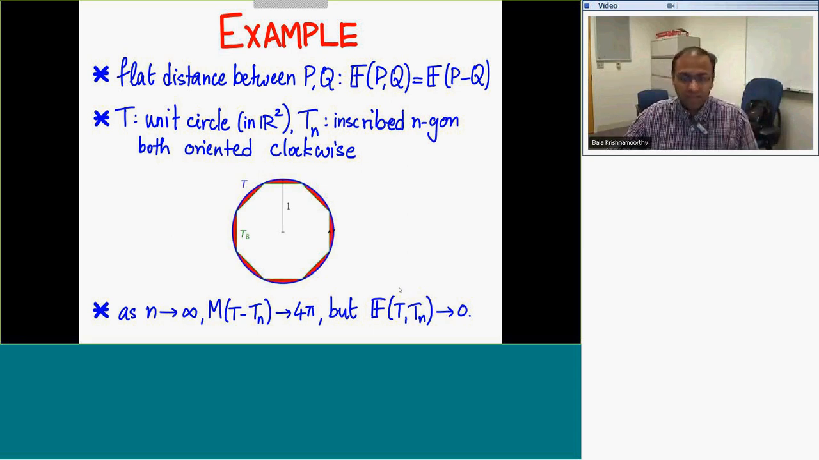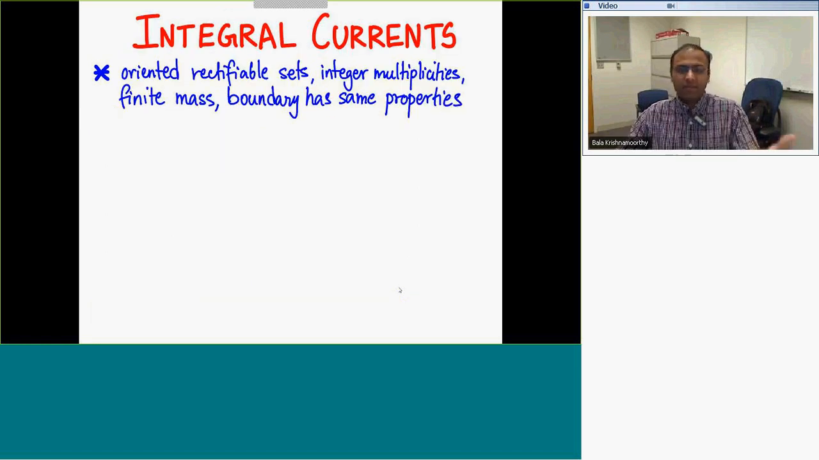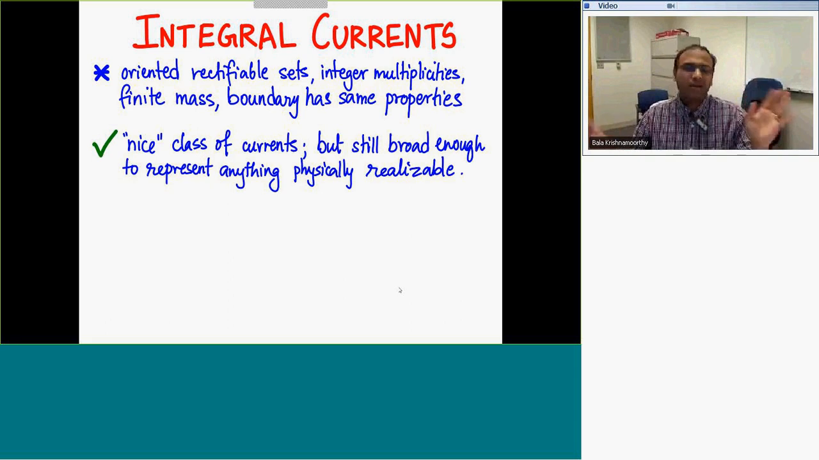This example illustrates that setup. What we do is ask these questions for integral currents. Again, they are oriented rectifiable sets with integer multiplicities, finite mass, and boundary that also has the same properties. You can write down mathematically what they are, duals to forms and whatnot, but for our purposes, just think of integral currents as a nice class of currents, nice in big quotes, but they are broad enough to represent anything physically realizable. So especially if you are thinking about applications, this is the class of currents that you want to study.